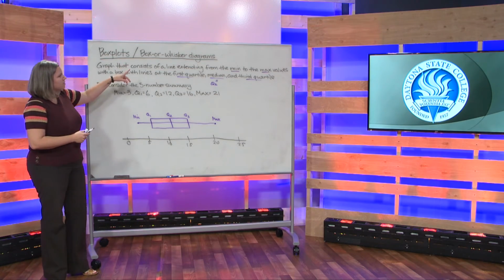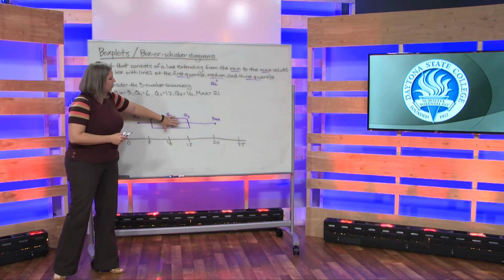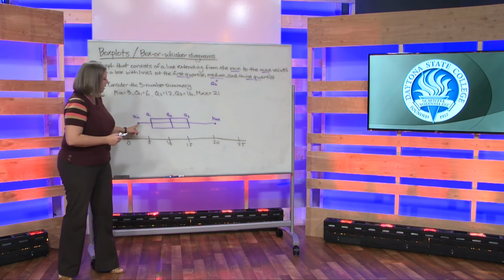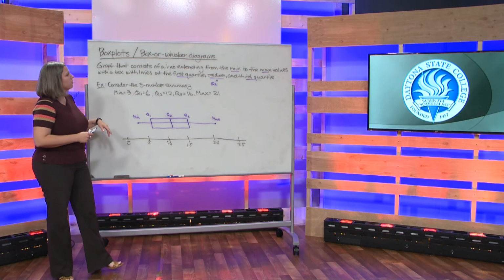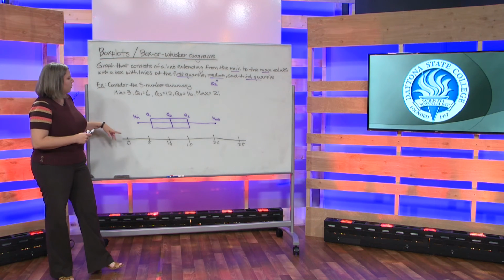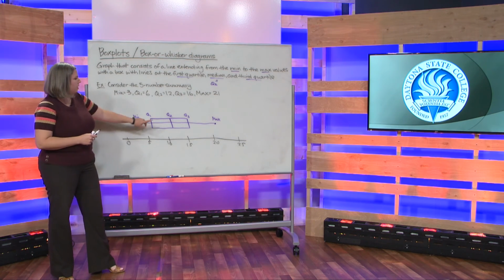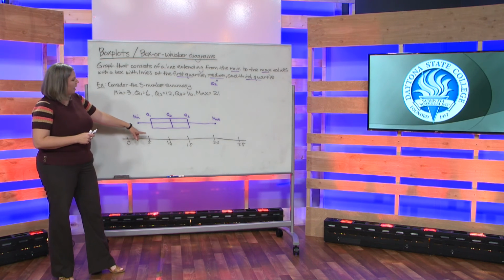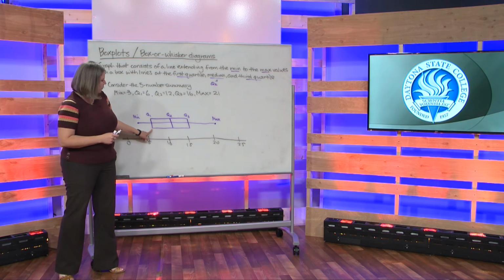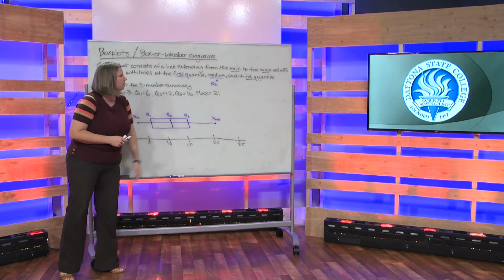Why is it called a box and whisker diagram? If you look at the box, those 2 lines extending from either side look like whiskers. That's another name for it. But again, we just have a line from the min to the max, and then that box with lines at the first quartile, second quartile, and third quartile.